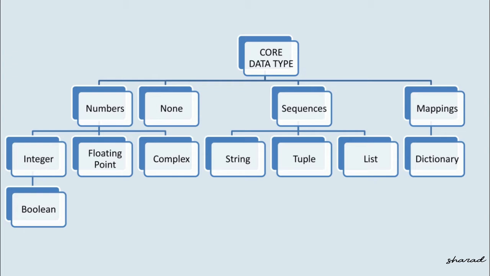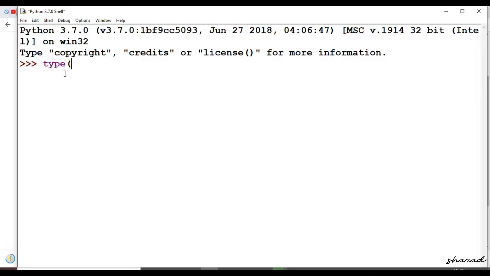Sequence can be classified into string, tuple, list. We have already covered all these in separate videos. If you haven't watched the previous videos, then I will give you the link in the description box. Next we will understand the type of data in Python.